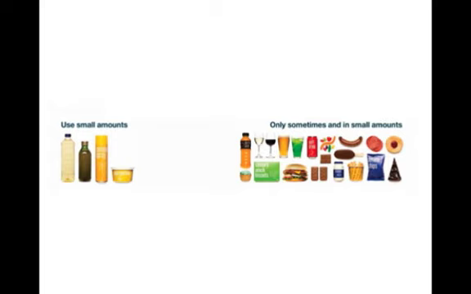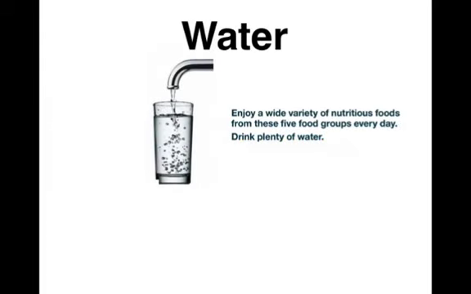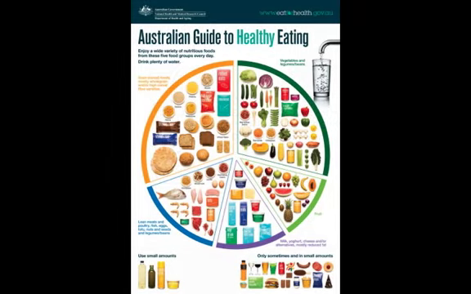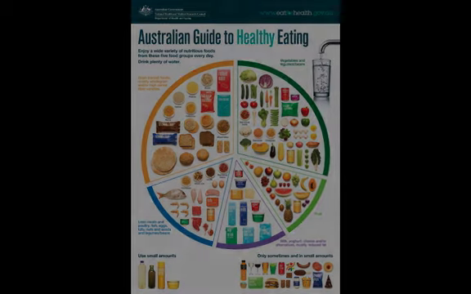The model also puts a high importance on the consumption of water being a vital part of a daily diet through the image of a glass of water and through stating, "Drink plenty of water." Therefore, the Australian Guide to Healthy Eating is a food selection guide which visually represents the proportion of the 5 food groups recommended for consumption each day. The Australian Guide to Healthy Eating is another type of a food selection model.